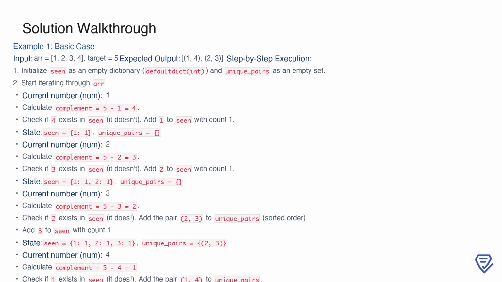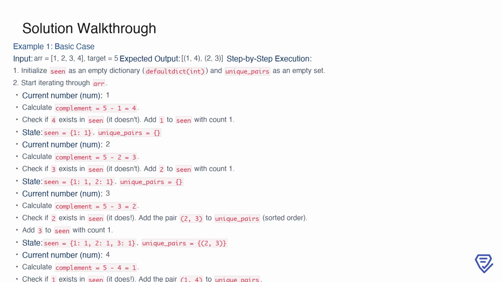Now, as we iterate through the array, the first number we encounter is 1. To find its complement, we subtract it from the target, resulting in 4. Since 4 isn't in the seen dictionary yet, we add 1 to seen and move on. Next, we process the number 2. Its complement is 3, which, again, hasn't been seen yet, so we add 2 to seen.